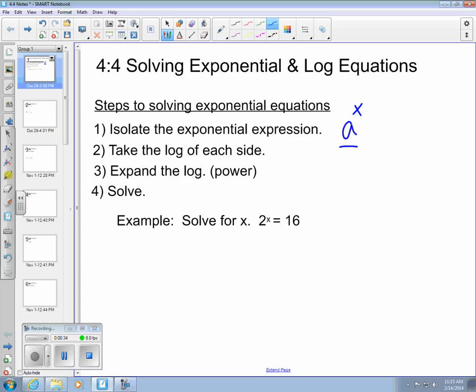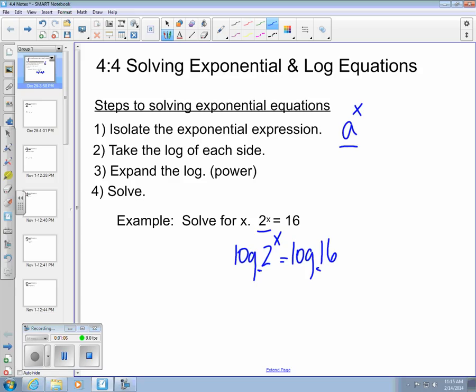So a short example here. We want to solve for x. We have 2 to the x power is equal to 16. We already have our exponential expression isolated. We have a base to the x power. So the next thing we're going to do is take the log of both sides. So we have log of 2 to the x is equal to log of 16. Please note that there's no base right here. We're using our common log of base 10.